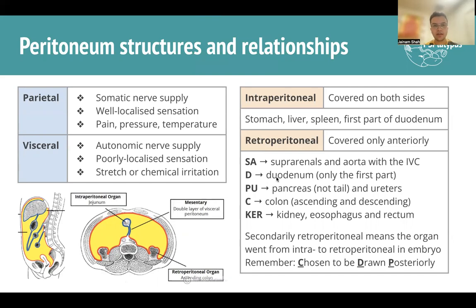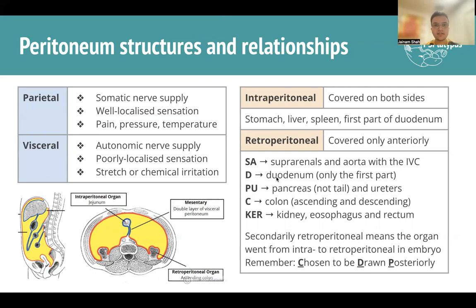Now, there's an easy mnemonic way to remember your retroperitoneal organs, and that is the mnemonic SAD PUCKER. S is for suprarenal, which would be the adrenal glands. A is for the aorta plus the IVC. D is the duodenum, only the first part though. The rest of it is intraperitoneal. P is for pancreas, but not the tail. And that's again, going back to the rotation of the pancreas during embryology.